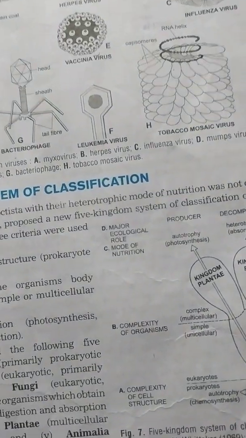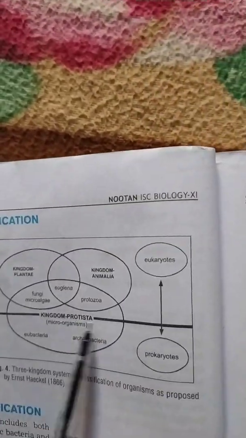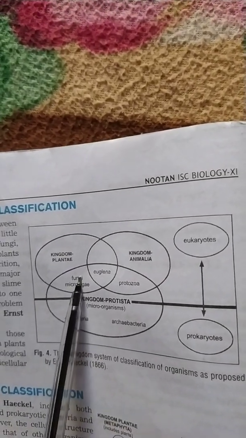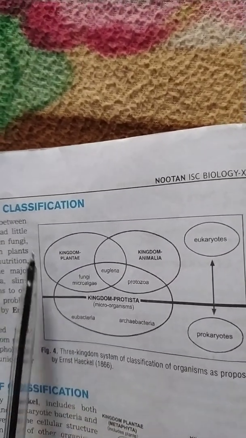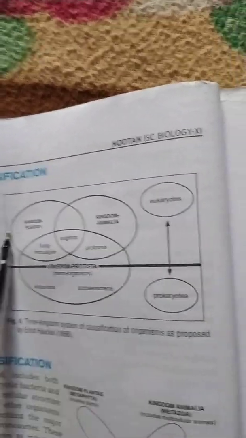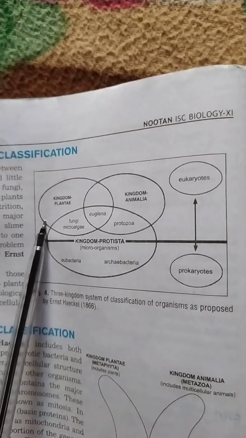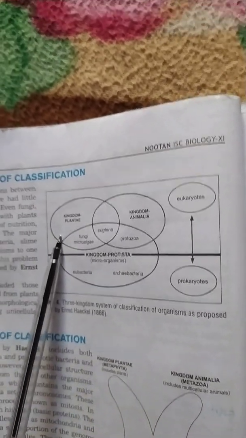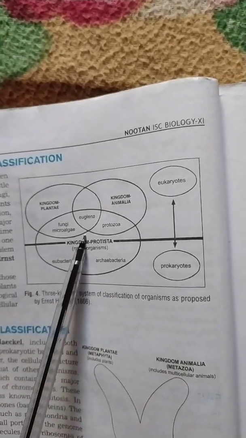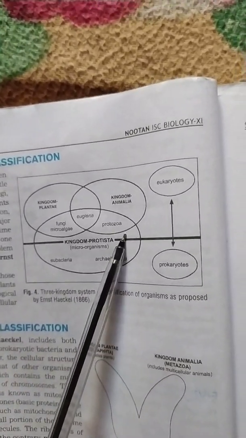Now let us look at another system of classification, which is the three kingdom system of classification. We will look at this figure and understand this. Then why did the three kingdom classification come into being? Why was this classification used? It was easy to distinguish between plants and animals, but information on microorganisms was very less.